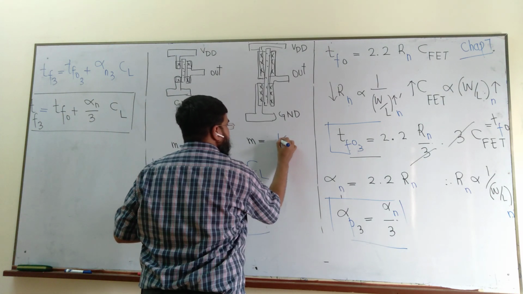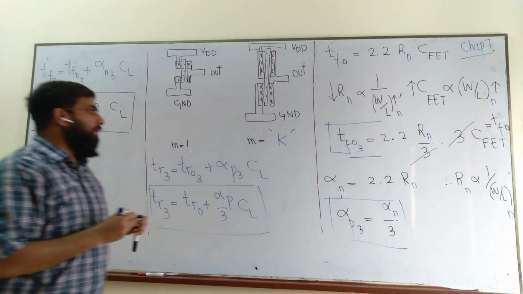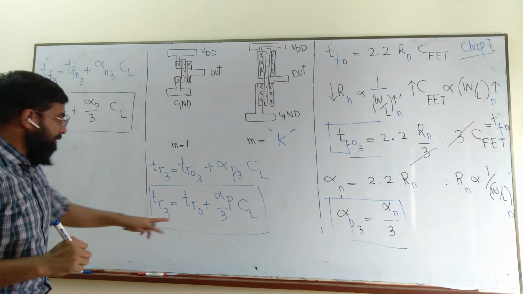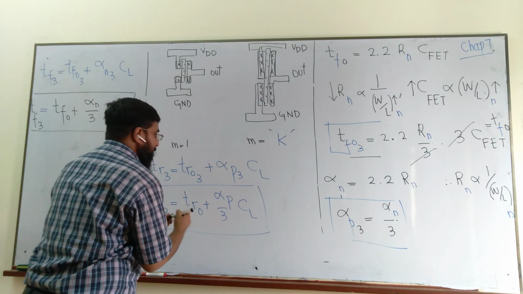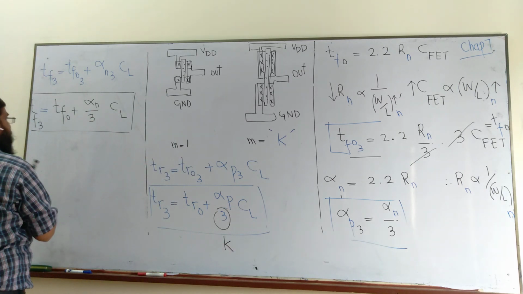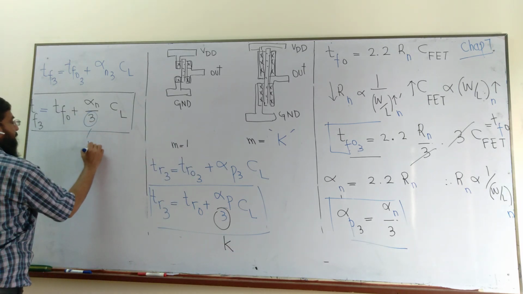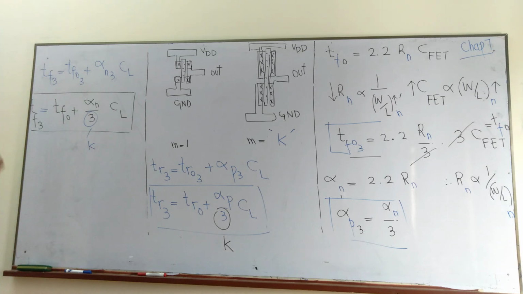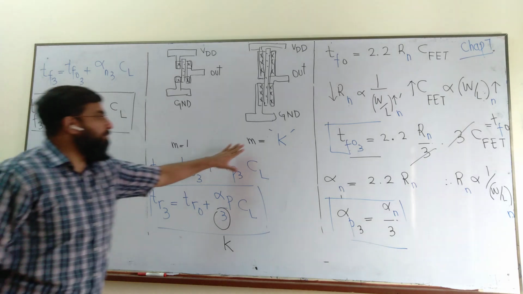What if this is repeated for a gate which is k times the standard NOT gate? Of course, this 3 will be replaced with k, and this 3 will also be replaced with k. So this is how we can generalize it for any value of m.